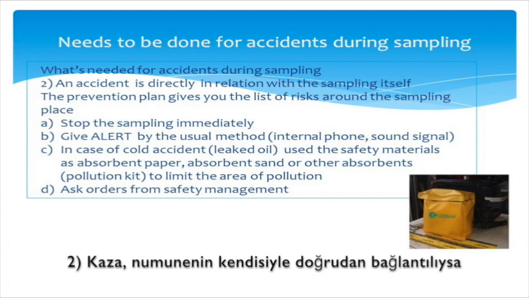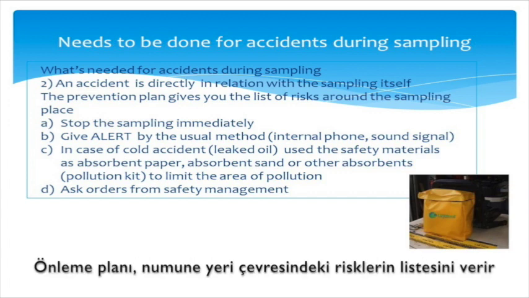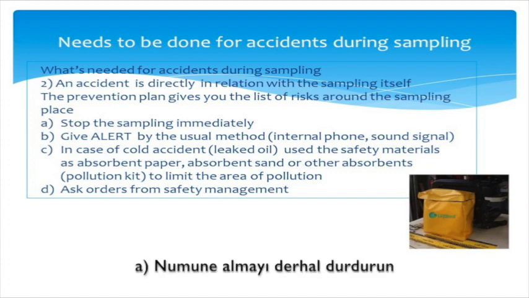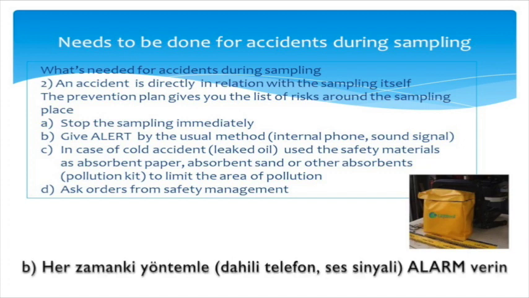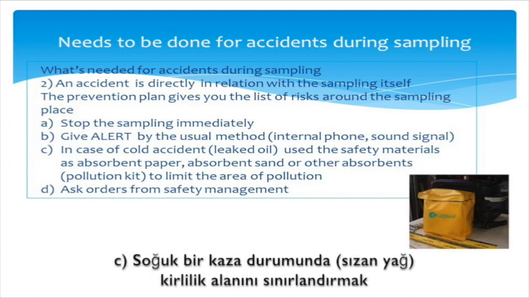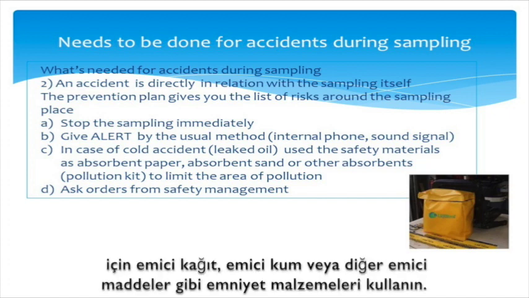Second case, an accident directly related to the sampling itself. The prevention plan gives you the list of risks around the sampling place. A. Stop the sampling immediately. B. Give the alert by the usual method, internal phone or sound signal. C. In case of a cold accident, oil leakage, use the safety material such as absorbent paper, absorbent sand, or other absorbent in the pollution kit to limit the area of pollution.